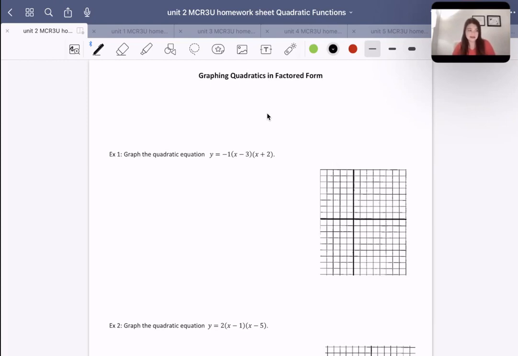In most cases, assuming that there are two solutions for each factored form equation, which sometimes there is just one, but generally there's two. Right? We know those two zeros really easily. So those are two very obvious points for us to graph.